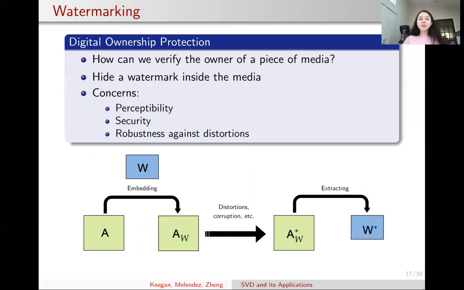So we have some concerns when designing such a watermarking scheme. We don't want the fact that we included a watermark to be perceptible. We also don't want anyone else to be able to extract a fake watermark and try to claim false ownership. And ideally, a watermarked piece of media should be able to undergo some distortions or some compression, and we should still be able to extract our watermark from the compressed media and prove our ownership.